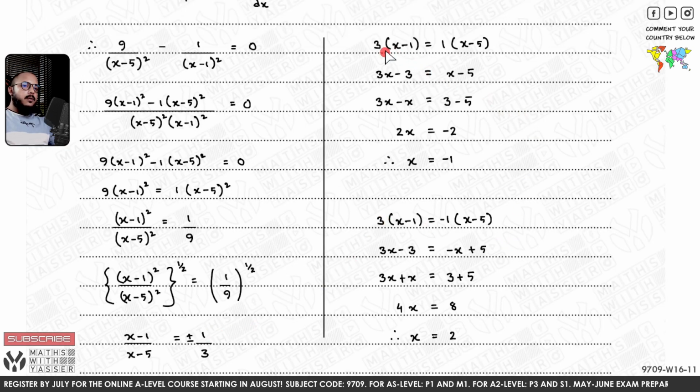Now, if we use the value positive 1 over 3, we get 3 times (x minus 1) equals 1 times (x minus 5). So 3x minus 3 equals x minus 5, and 3x minus x equals 3 minus 5. That gives us 2x equals negative 2. That means x must be negative 1. And when we consider this whole expression equals negative 1/3, we get 3 times (x minus 1) equals negative 1 times (x minus 5), which gives us 3x minus 3 equals negative x plus 5. So 3x plus x equals 3 plus 5. So 4x equals 8. Therefore, x equals 2.